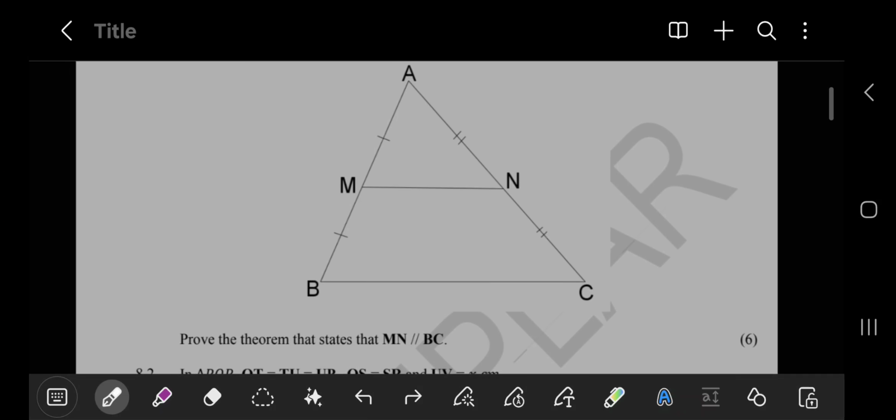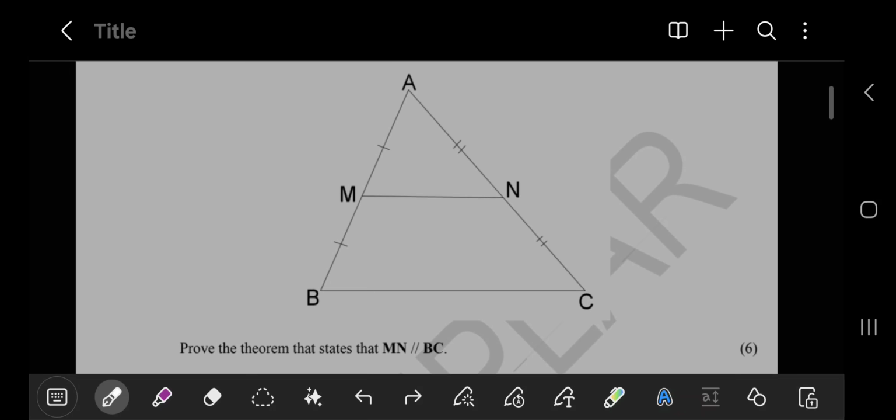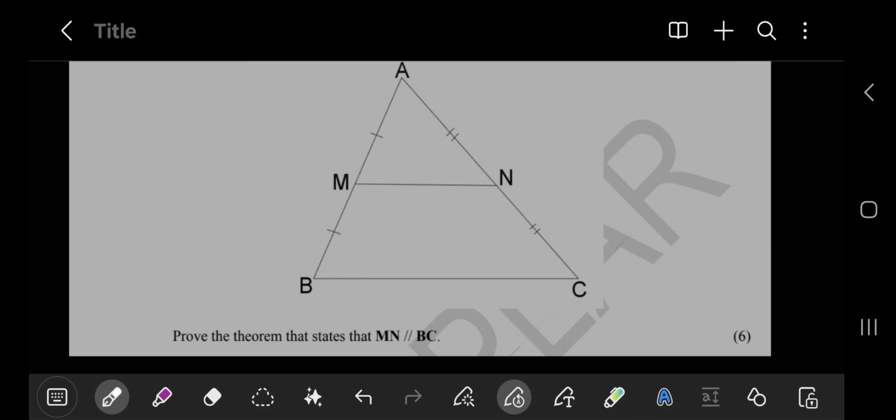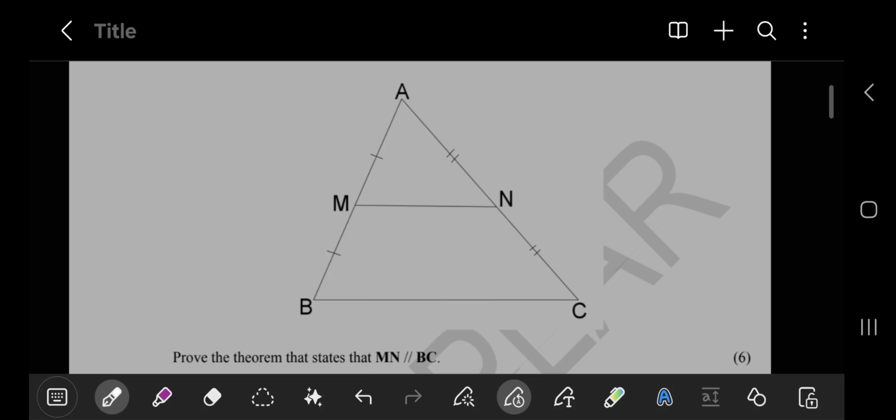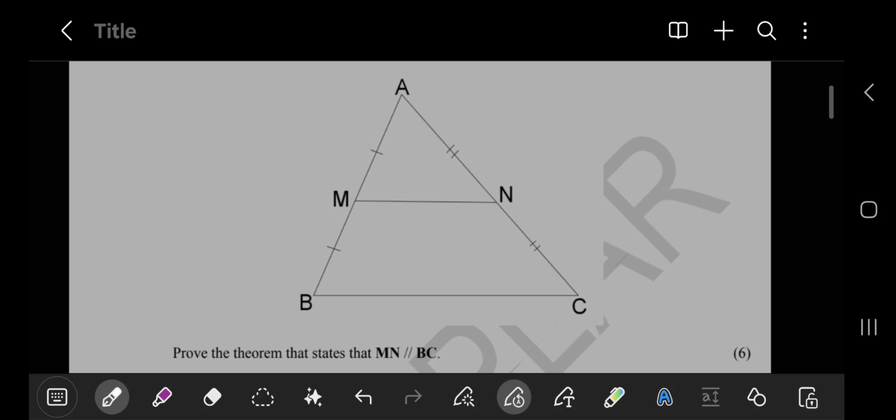Now we are required to prove the theorem that states that MN is parallel to BC. Now you guys need to ask yourselves, which theorem is this? Which theorem states that MN and BC are parallel? Now by looking at this diagram, this should instantly remind you of the midpoint theorem. So you guys know what the midpoint theorem is.